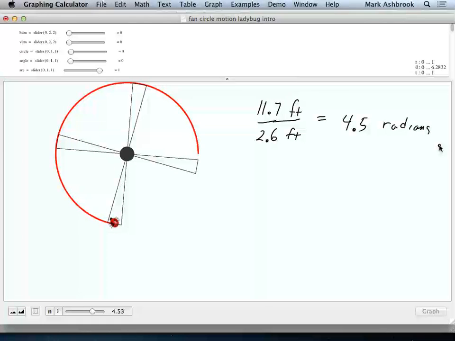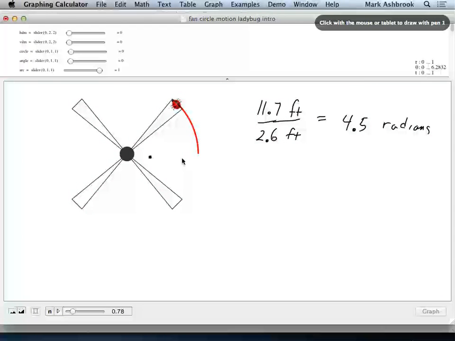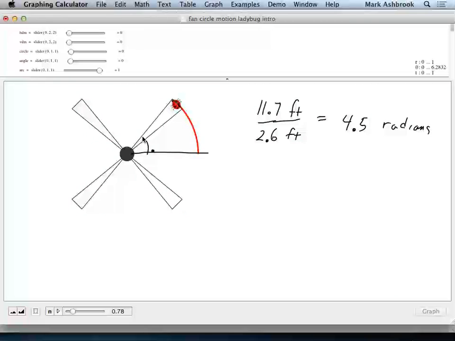Okay, then in number 6, we're going to go 0.765 radians. How far does the bug travel? So here we're going to go right about there. So this is 0.765 radians. How far did the bug travel when the fan turned 0.765 radians? 1.98 feet. How'd you get that? I multiplied 0.765 with the radius, which is 2.6.